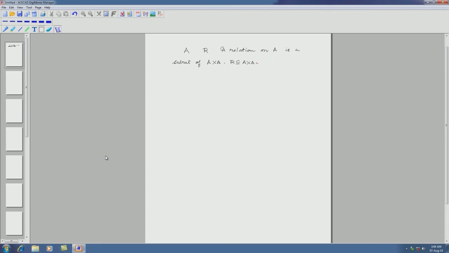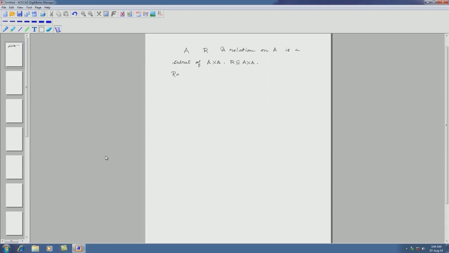We have also discussed that there are special properties of relations, and we will recall three properties that we have discussed before. The first one is reflexivity. A relation R on A is said to be reflexive if A is related to A for all A belonging to capital A.